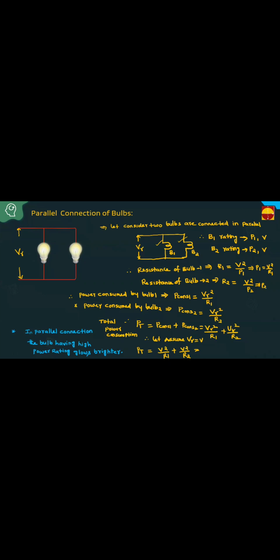What is V square by R2? V square by R2 equal to P2. This is equal to P1 plus P2. That is, in parallel connection, the total power consumption equal to sum of the ratings of the bulbs.